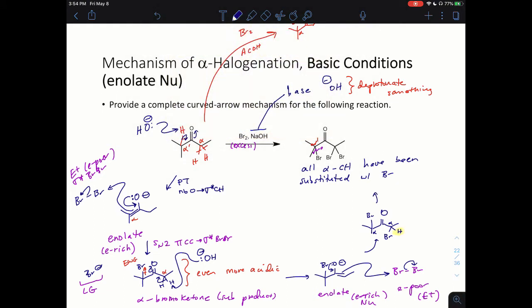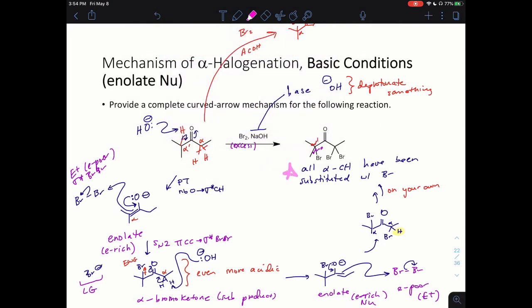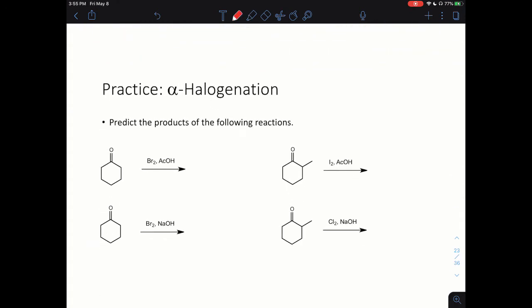So I'm going to let you try that on your own. If this were an exam, you would need to write out every step, but I have faith that you can. Just repeat what I have already shown you for the first two substitutions. All right, so when you have alpha halogenation under basic conditions, this is the key. All of the alpha CH bonds are substituted for the halogen. So now that we understand alpha halogenation under acidic conditions and under basic conditions, you should predict the products of these reactions.